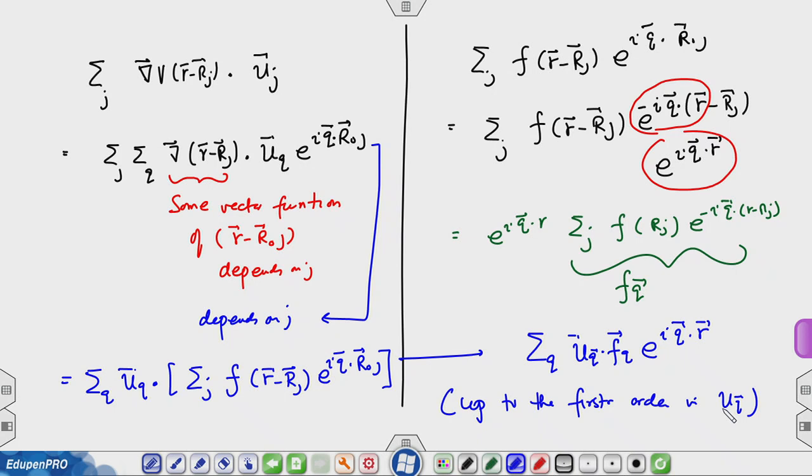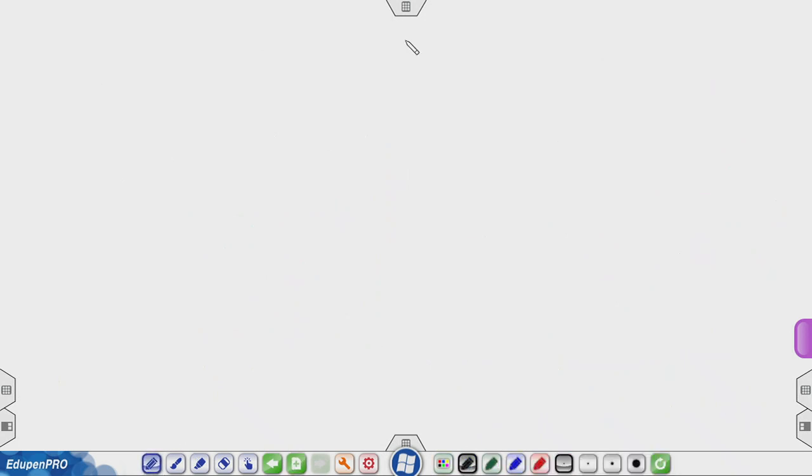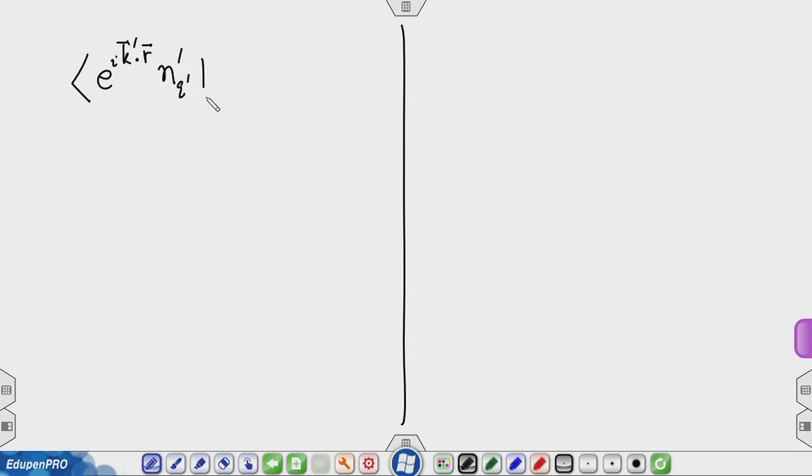Now, let us take the expectation value. If I take the expectation value of e raised to I k prime dot r, n q prime n prime, then I have here summation q u q f q e raised to I q dot r, and on this side let me write e raised to I k dot r, n, let me write this n q double prime.